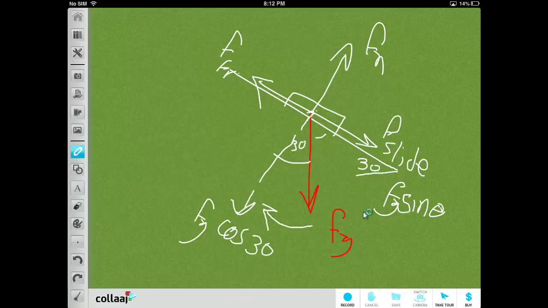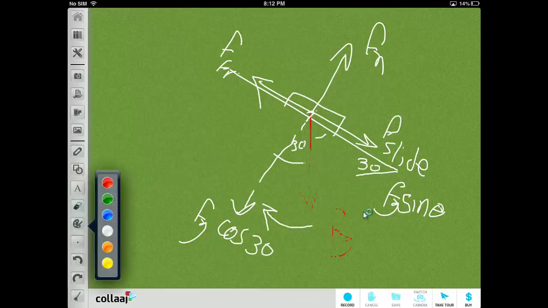And now simply I can get rid of this alien force. I don't need it anymore. This force is not there. Thank you very much for the Fg. So my figure now has 4 forces in each side.